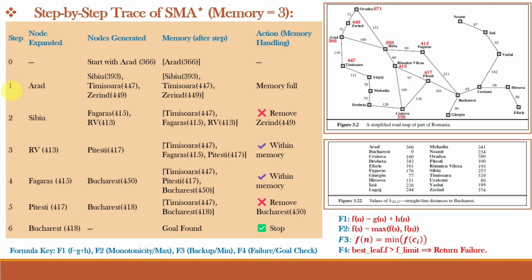Next, in step 1, SMA star expands Arad. From this Romania map, we can see that Arad has 3 children: Sibiu, Timisoara and Zerind. We calculate the F value for these 3 cities.